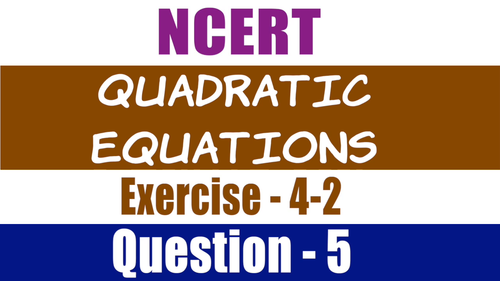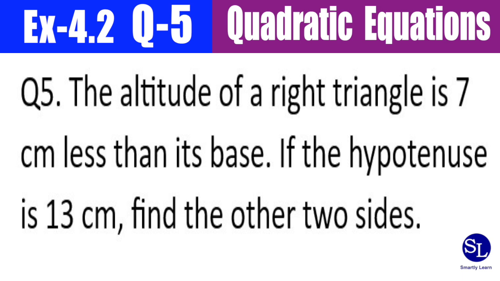In this video, we are going to see how to solve the fifth question in exercise 4.2. Now let us look at the problem. The altitude of a right triangle is 7 centimeters less than its base. If the hypotenuse is 13 centimeters, find the other two sides.